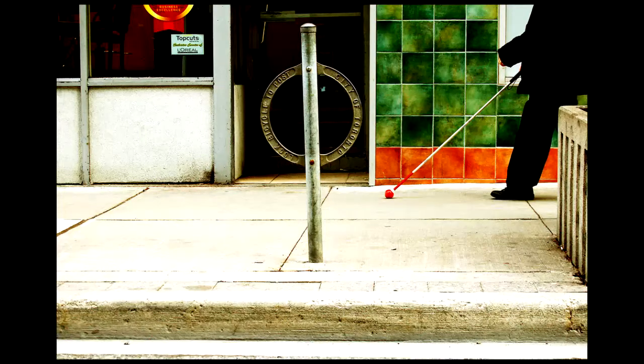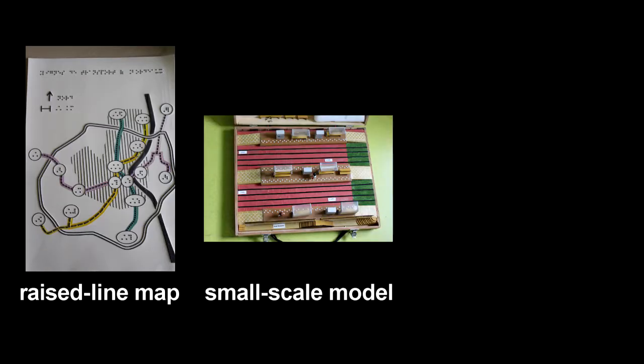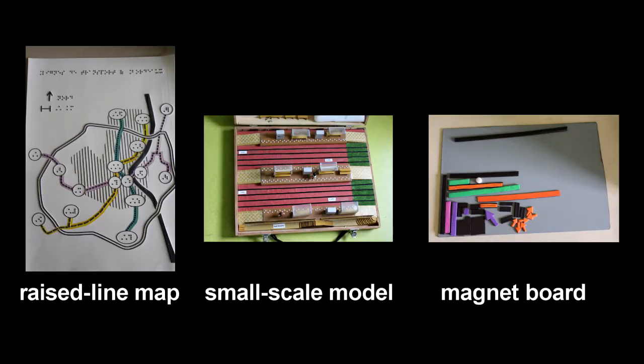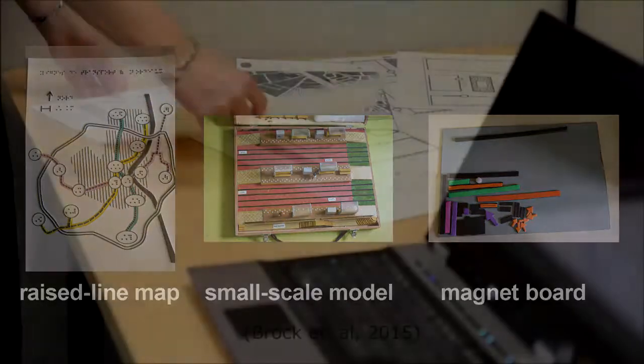Orientation and mobility classes in special education schools teach visually impaired people the skills required to navigate safely and autonomously in unknown environments. Orientation and mobility instructors rely on different tactile tools, such as raised line maps, small-scale models, or magnet boards. These tools have proved to be efficient for spatial learning in the absence of vision, but possess limitations. For instance, once a tactile map is created, it is not possible to update its content.